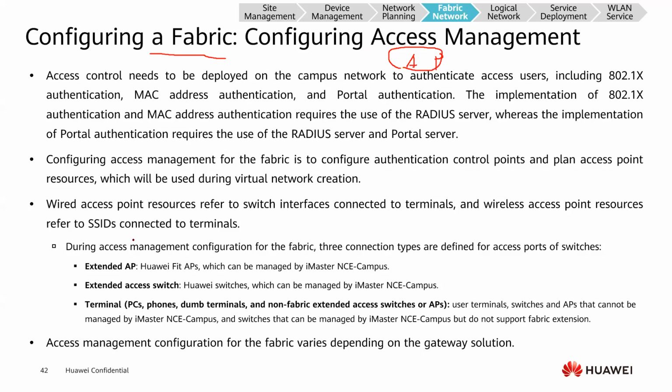And for the fabric network, it has three kinds of connect type: the extended AP, the extended access switches, and the tunnel. So for the edge node, it connects to the switches, and so its type is the extended access switches. And for the access switches, they just connect to the AP or to the tunnel. So you can just choose the terminal as the connected type.